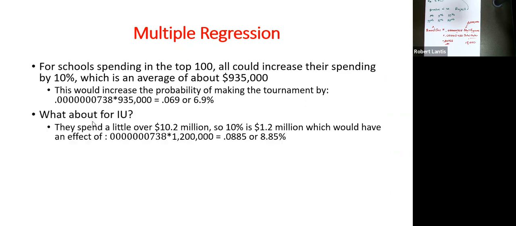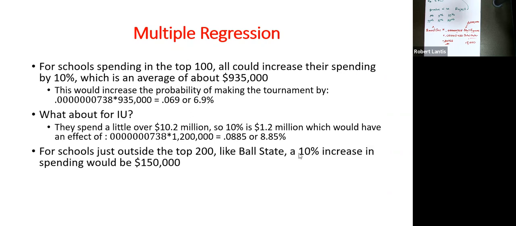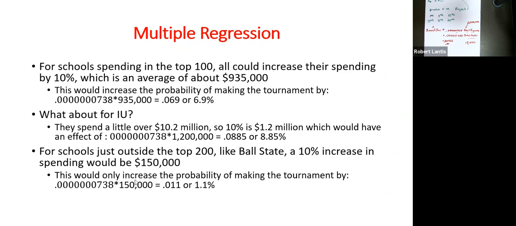You could do this for other schools like IU. Their 10% budget increase would be 1.2 million, so they increase the probability a little bit more. Ball State, a 10% increase. Well, they're not spending near as much, so their 10% more, their expenses will only be 150,000. So they could only increase their probability of making the tournament by about 0.01. Okay. So you could do this for any school or a hypothetical school. What if there was a school that spent $10 million? What would the change be? So you could do any different hypothetical amount.